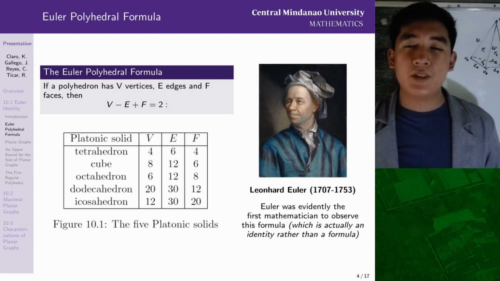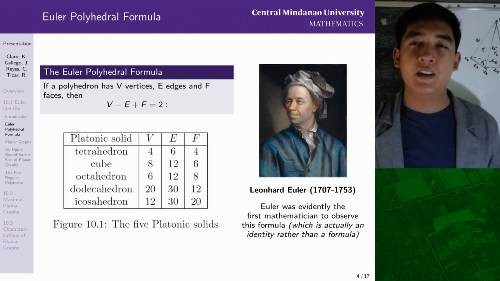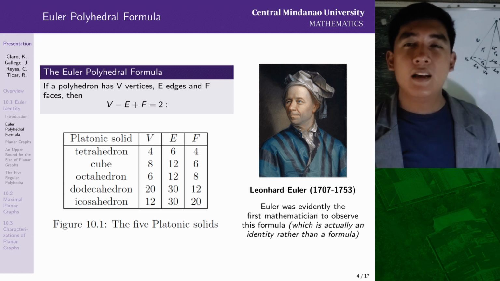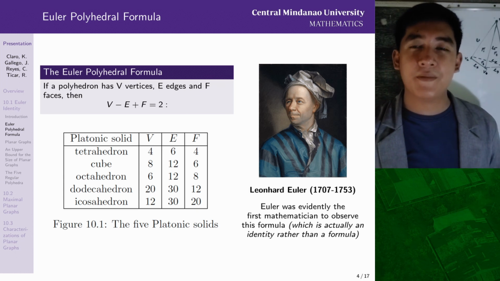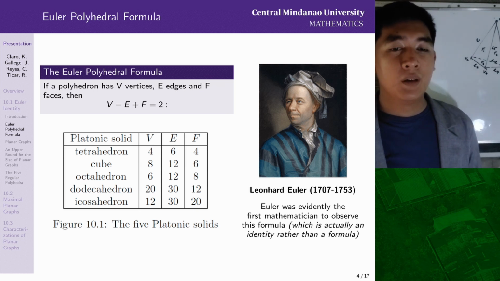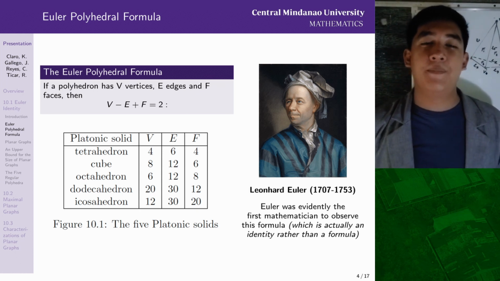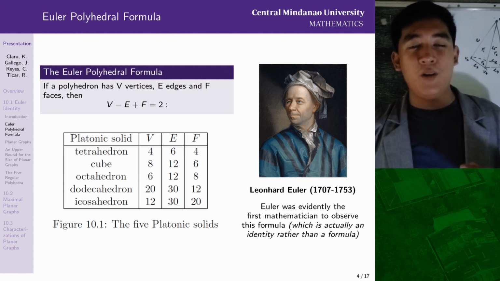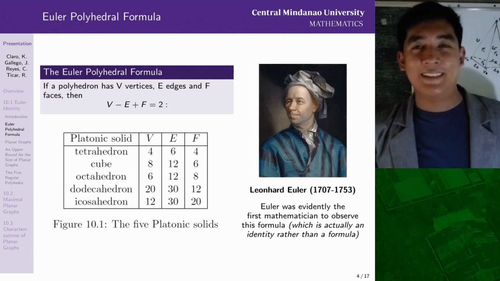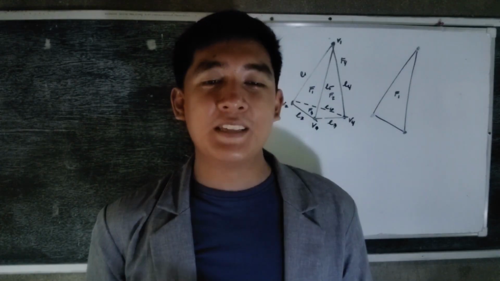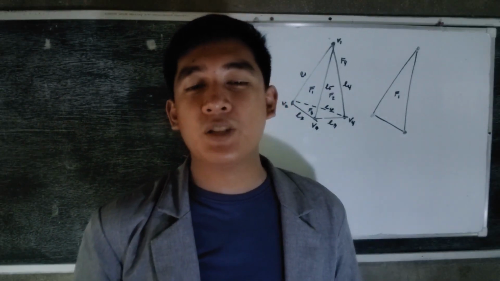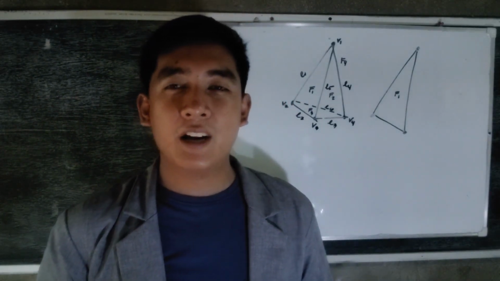The Euler polyhedral formula: if a polyhedron has V vertices, E edges, and F faces, then V minus E plus F is equal to 2. This formula applies to all convex polyhedra. It was first communicated by Euler in a letter to Goldbach in 1750. Now, this identity explains the structural harmony of polyhedra and provides a foundational insight into planar graph theory.